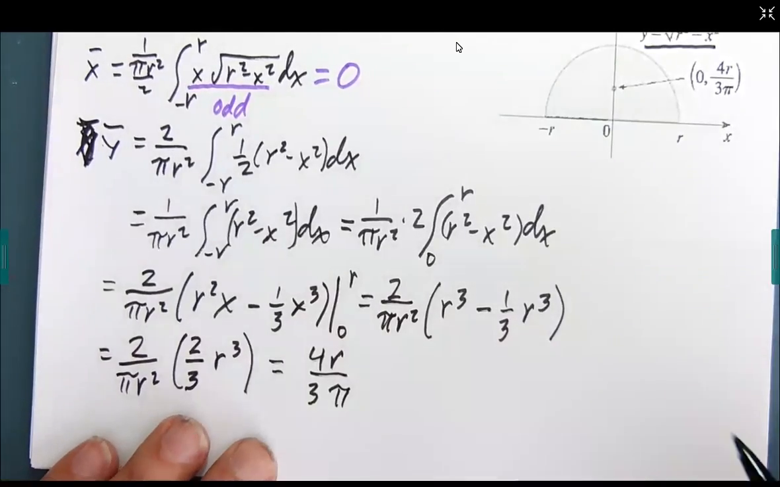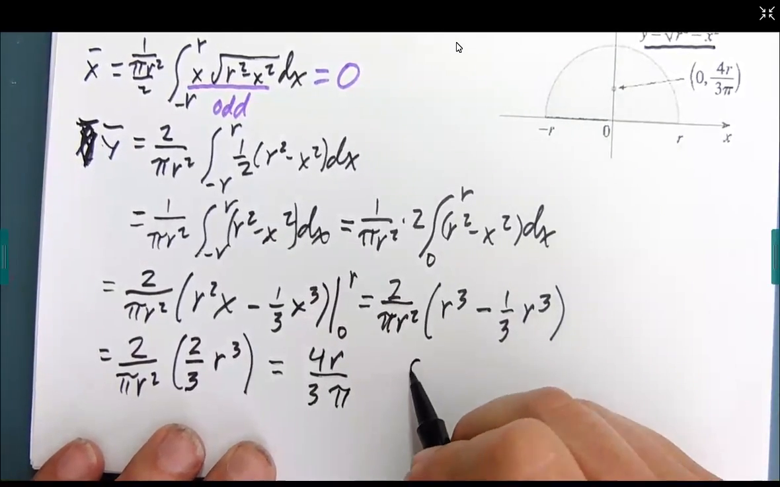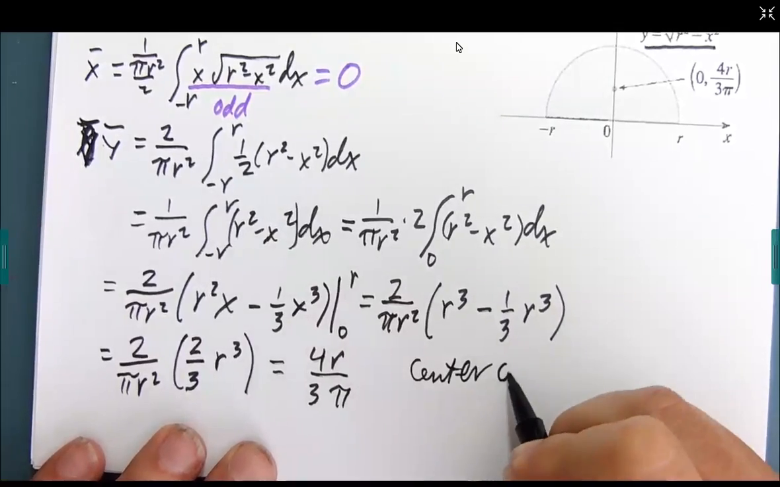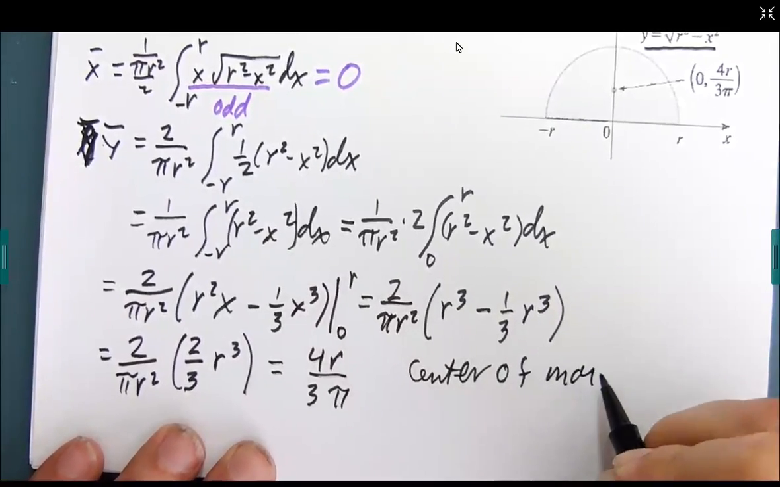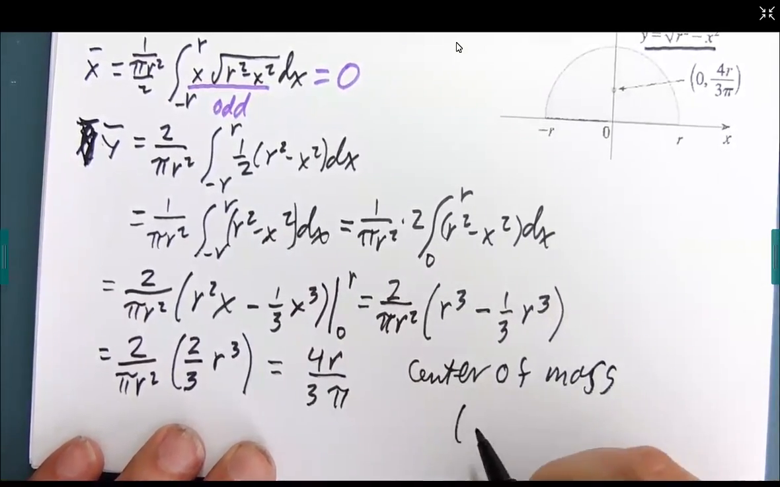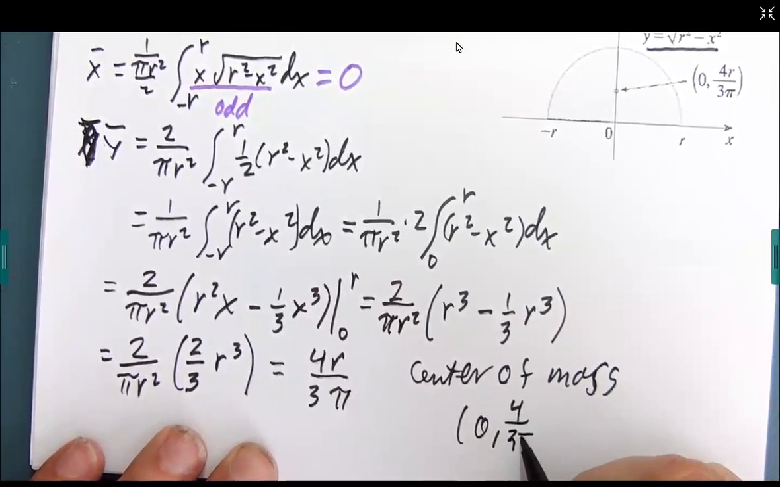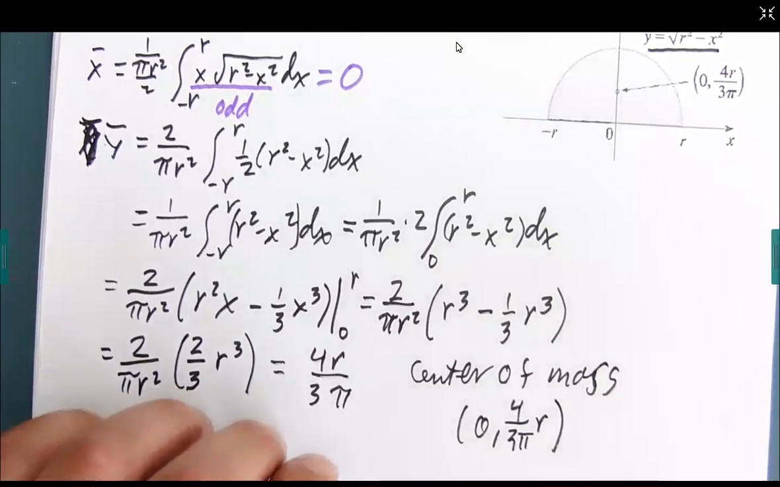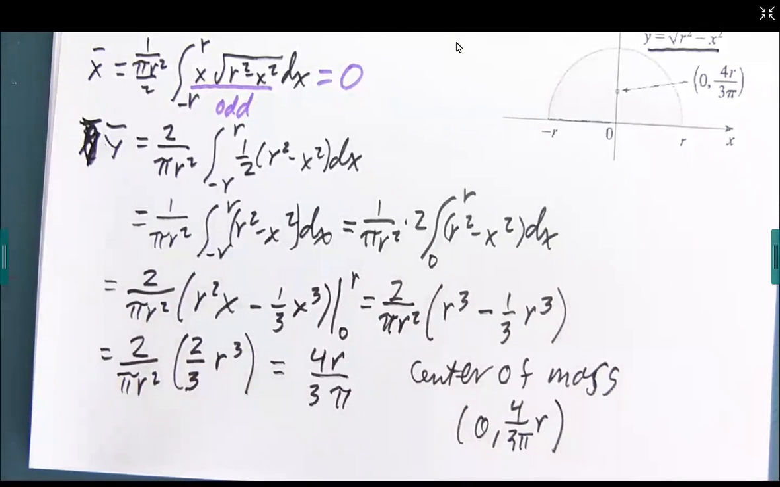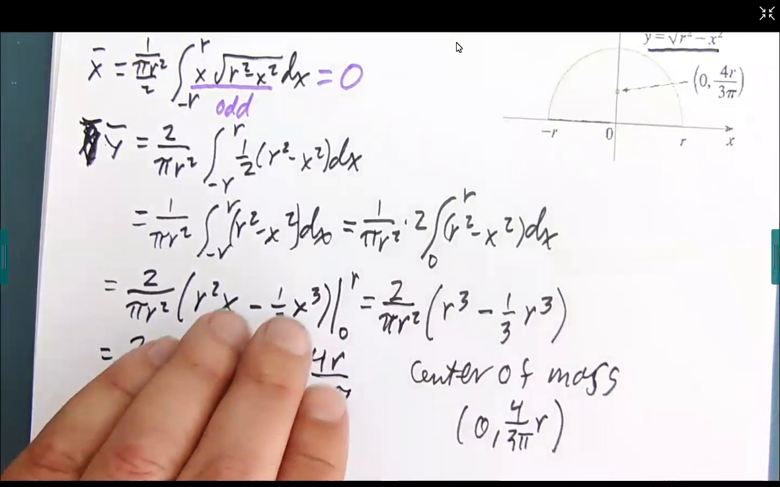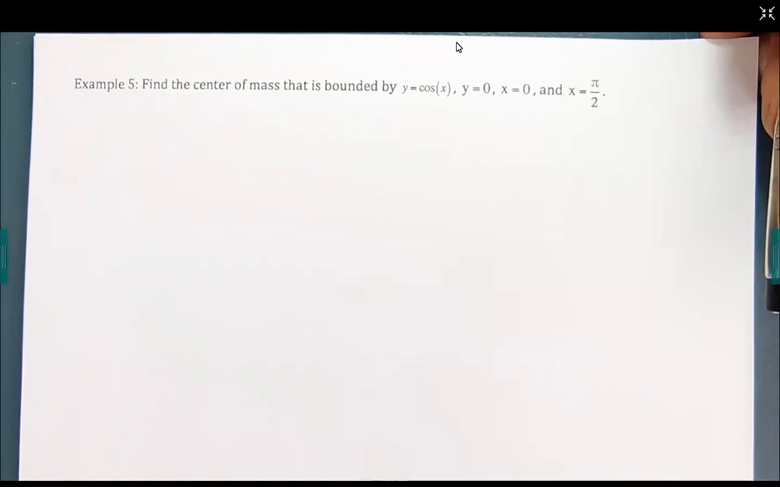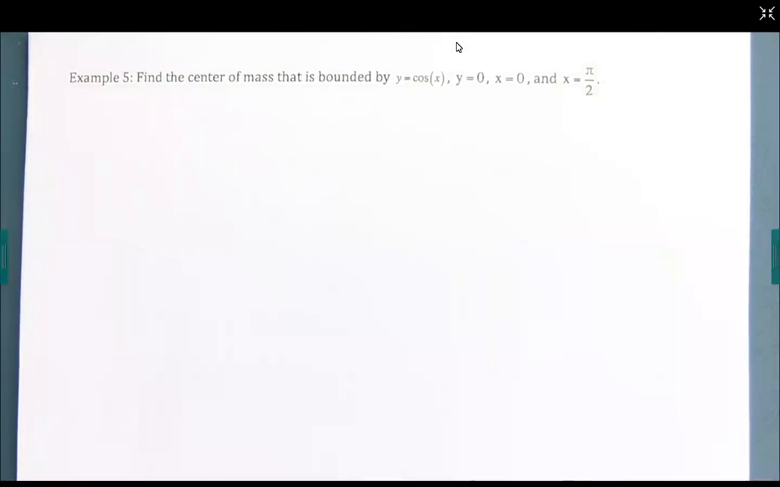So what is our center of mass? It's the coordinates 0, 4 over 3 pi r. There you have it. Now that's where they got that from. All right, we have one more to go. This one's going to be a little more involved, not much, just a little.